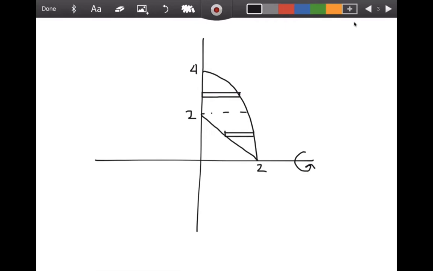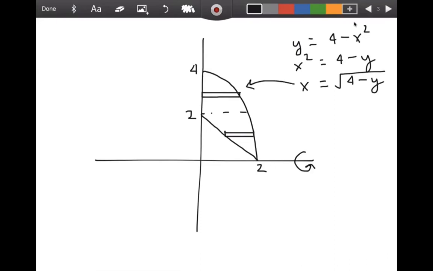Okay. All right, but before we get into that, let's rewrite these functions so that they are functions of y. So first, y equals 4 minus x squared. If we solve that for x, first it becomes x squared equals 4 minus y. And then normally I would say be careful here. x could be either the positive or negative square root of 4 minus y. But because we're only looking at the right half of the parabola, it's just going to be the positive square root of 4 minus y. Okay, so that's going to be this curve here.